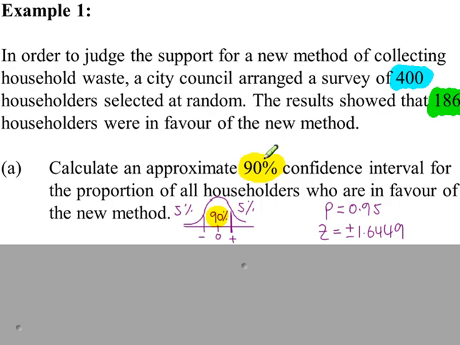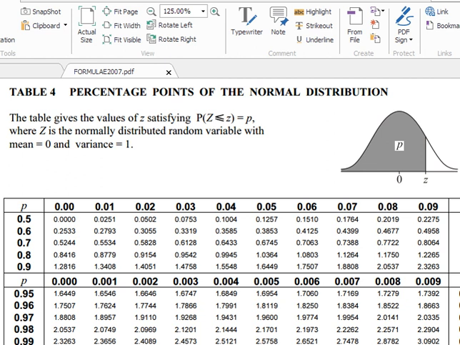For a 90% confidence interval, we put 90% in the center of the normal distribution, 5% in each tail. The cumulative probability to the left of this line is 95%. We look up p equals 0.95 from the tables, and we get a Z value of plus or minus 1.6449. There's p equals 0.95, and here's the Z value.